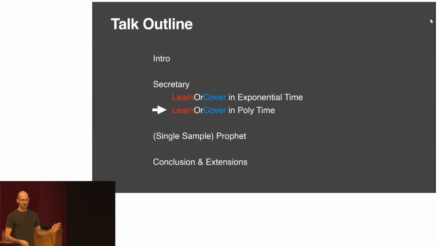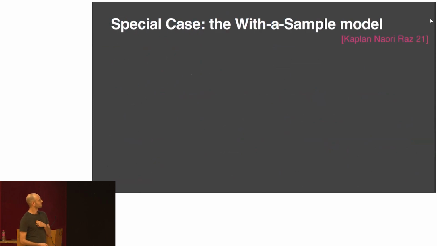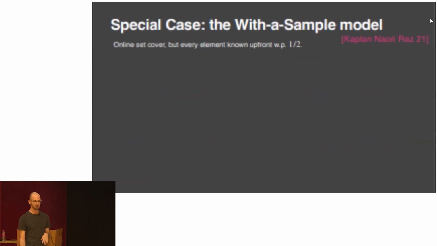Okay, so that's all I have to say about the secretary version, and let me spend a little bit of time on the profit setting. We're going to talk about the special case. Remember I said the profit setting is you sample from D1 through Dn. We're going to assume that D1 through Dn are all the same. And morally, this is the same as the following problem, which I'm calling the online set cover with a sample.